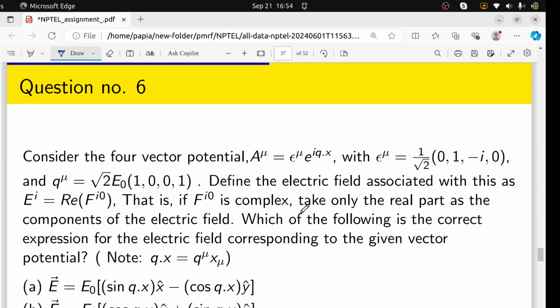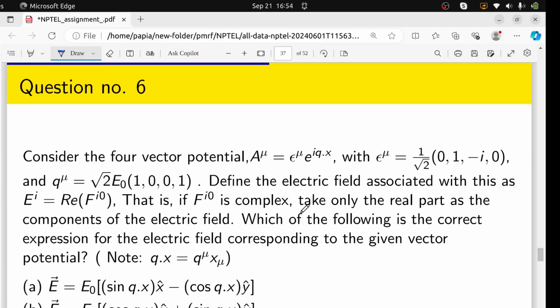Define the electric field associated with this as Ei equals the real part of Fi0. That is, if Fi0 is complex, take only the real part as the components of the electric field. Which of the following is the correct expression for the electric field corresponding to the given vector potential? And note that q dot x means q mu x mu.